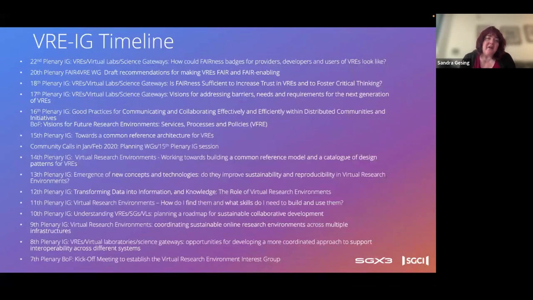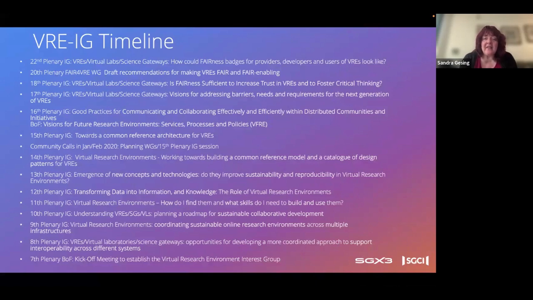And so we founded the Virtual Research Environment Interest Group about 8 years ago. And you see the different plenaries. We started at the 7th plenary with a birds of a feather session, where we established this interest group. Then we discussed different topics around science gateways, from sustainable environments, to roadmaps, to what kind of skills you need, what is the role of a virtual research environment, to reproducibility.